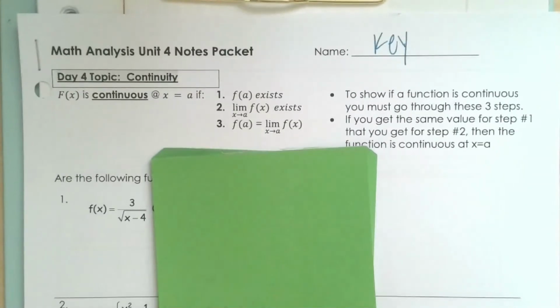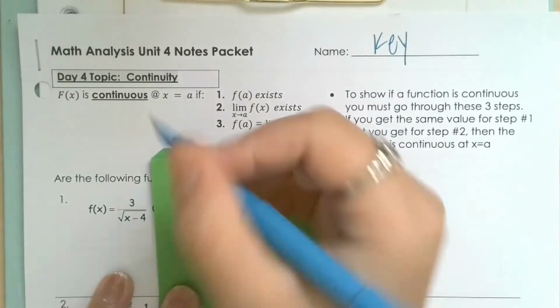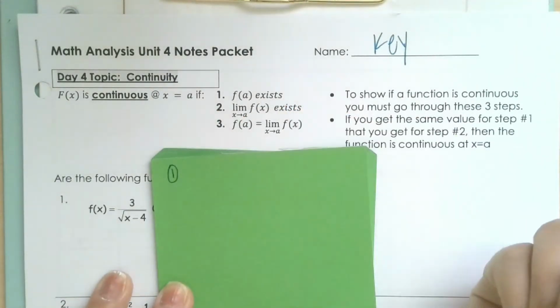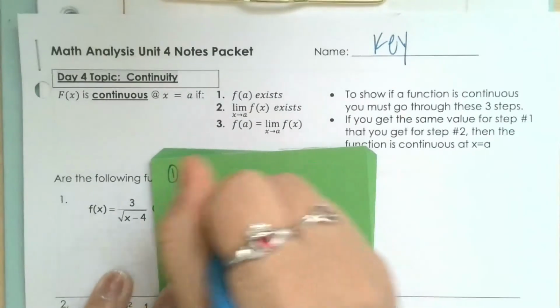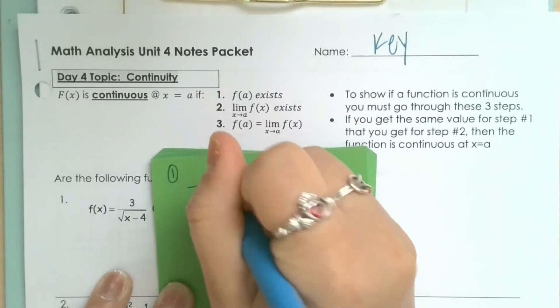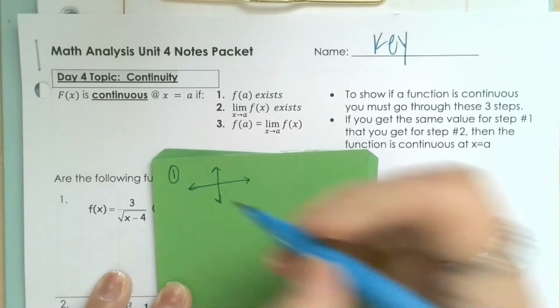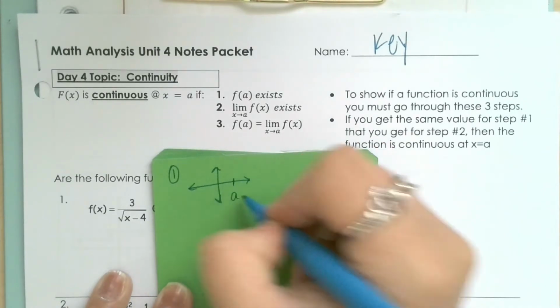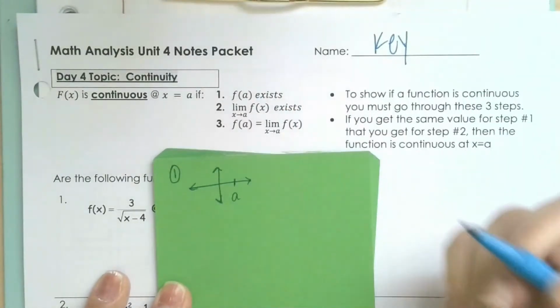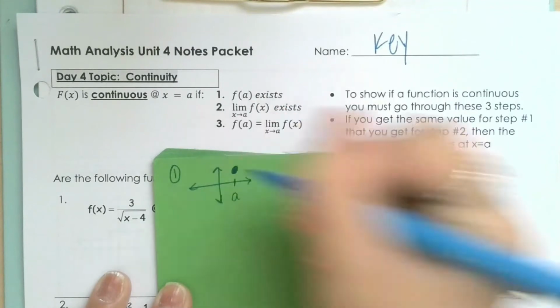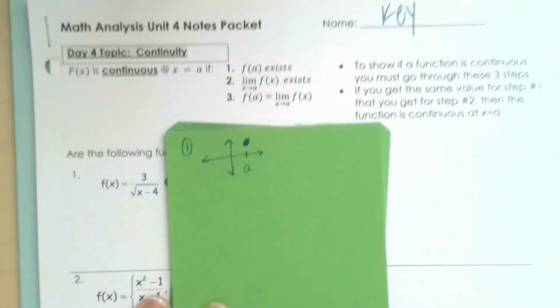So for our first one, it says f of a exists. That just means that our function actually has a y value at that point. So if we have our little graph here, and this is just some x value a, we know our f of a exists if there's a closed circle at that point. So that's all that means.